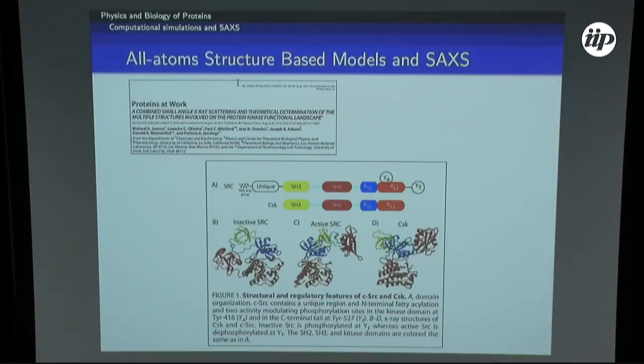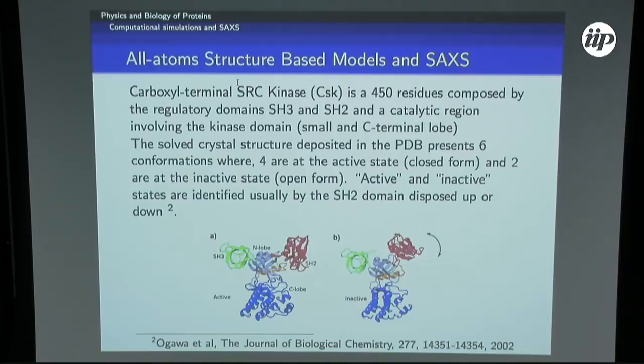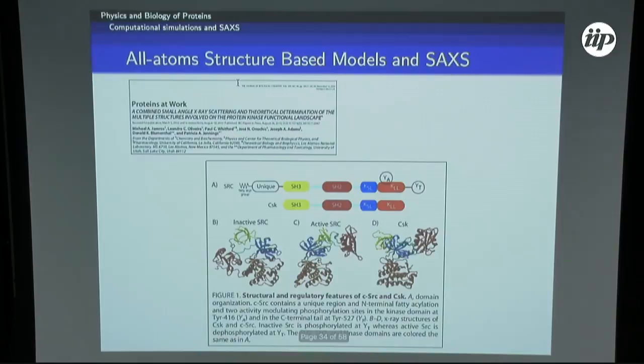If you take a look, for example, at Src, that was the first protein of this family, here is the SH3, SH2 domain, the small lobe, and the C-terminal lobe. And if you check this in its inactive form and active form, you can see a big conformational change here. But in CSK, Ogawa is telling us that it's just this little change. So we started to question this change. So what's the best thing to do at this point?